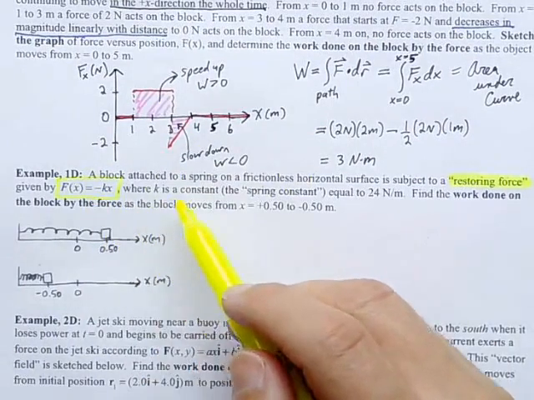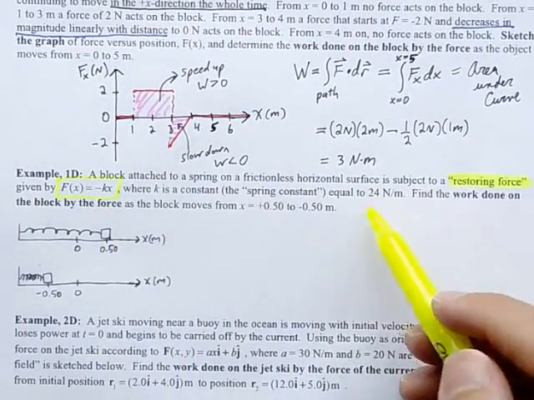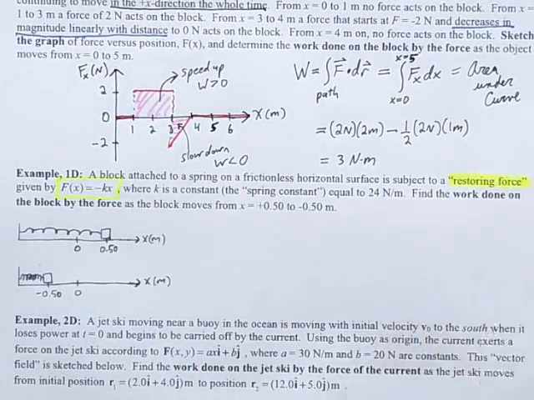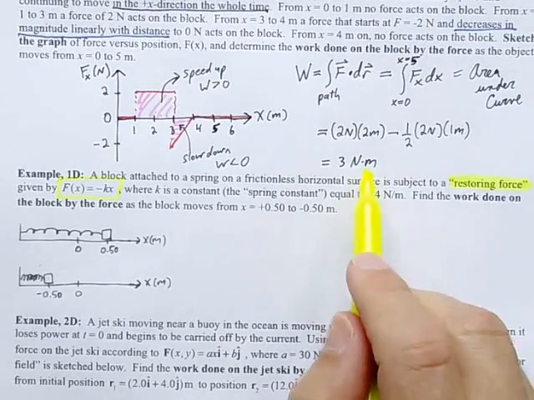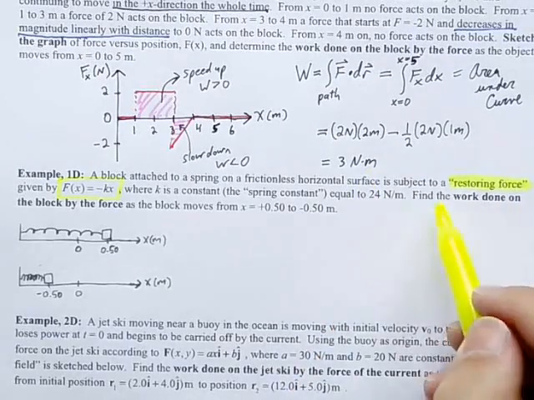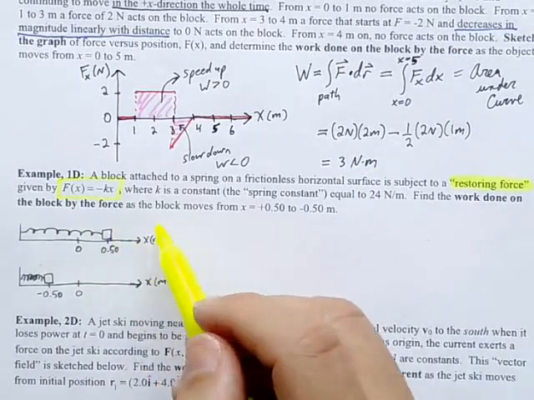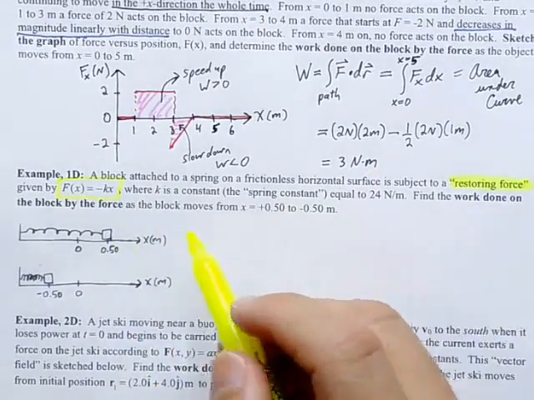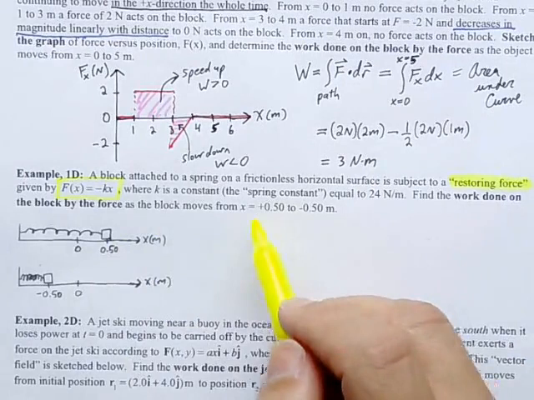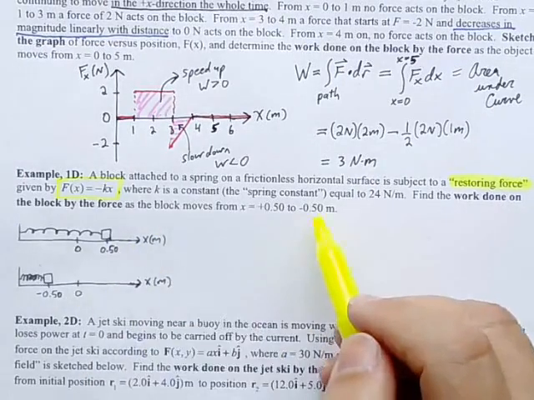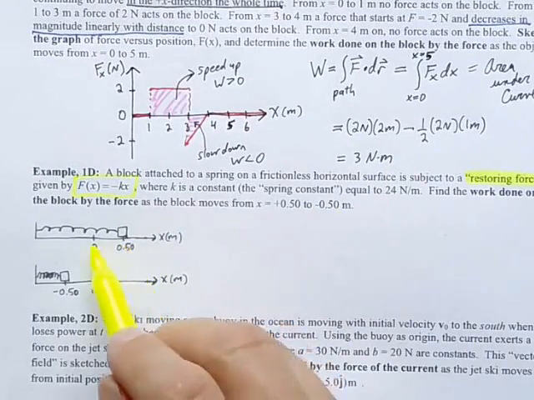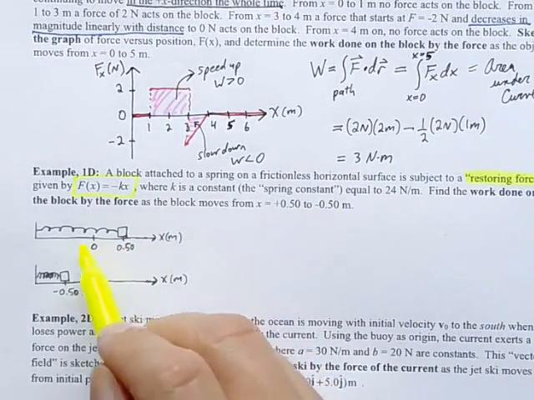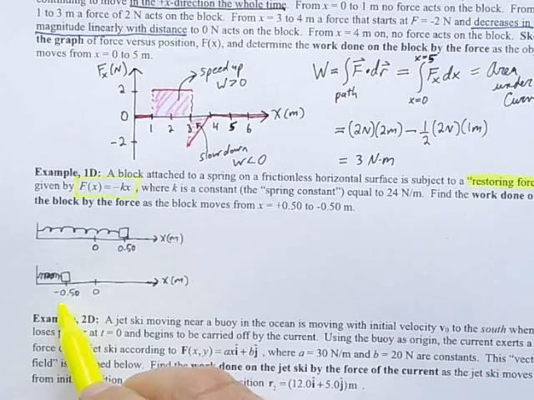K is the constant, the spring constant, and we're given a value for K, 24 newtons per meter. Note, this is newtons per meter with a divide there, as opposed to newtons times meters, the unit for work. Find the work done on the block by the force as the block moves from a position of x equals plus 0.5 meters to minus 0.5 meters, meaning from 0.5 meters to the right of the equilibrium point to negative 0.5 meters, or 0.5 meters to the left of the equilibrium point.